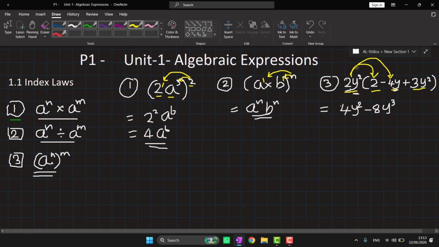Then the third term is again a positive term, so you will get a positive term as the answer. So 2 times 3 is 6. y squared into y squared would be y to the 4.